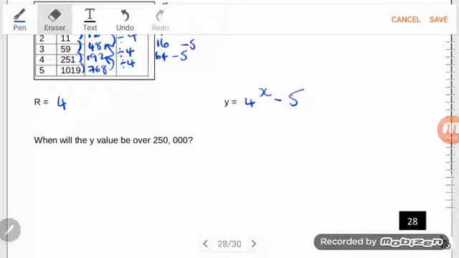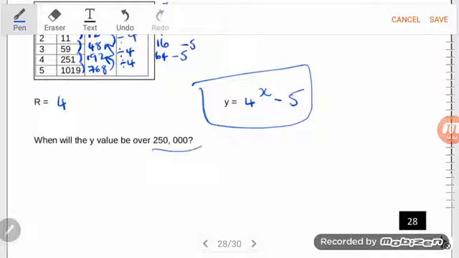Okay, now that we've got our equation, we can just substitute something in. When will the y value be over this? This is a bit harder. I think I'll put this in another video.